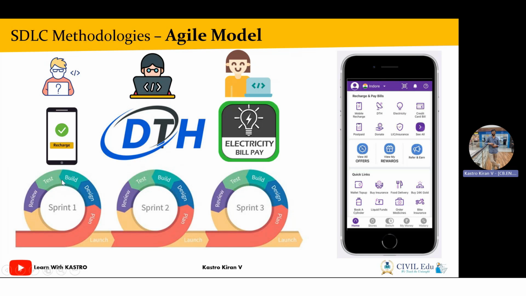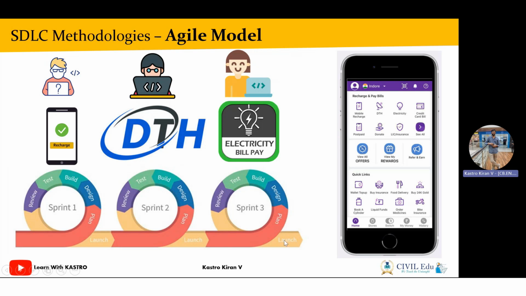Now, again, you have to rework on the same page. What is the advantage of this? The advantage is that multiple works or multiple pages will be developed simultaneously. When multiple pages are developed simultaneously, there won't be any problem in the progress of the work. Similarly, in sprint 2, the DTH related page will be developed and launched, and in sprint 3, the electricity bill pay related page will be developed and launched.